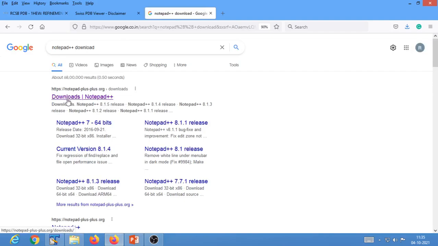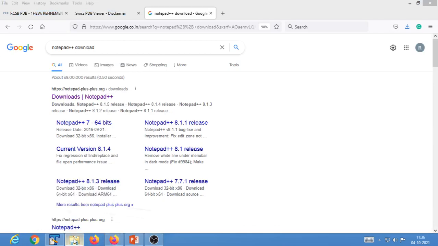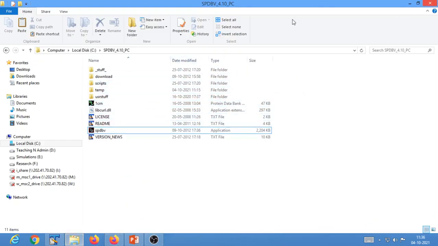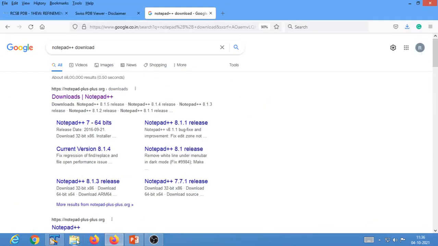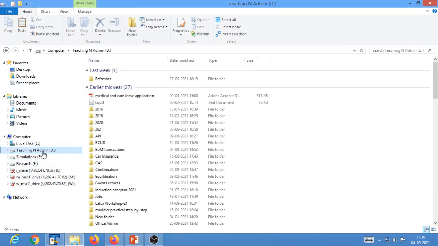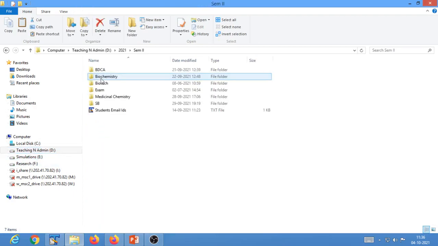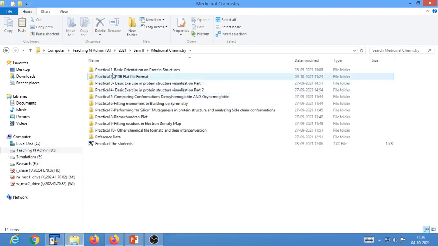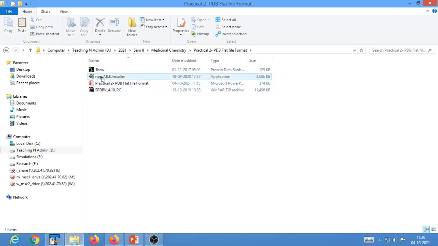Okay, so you can download this Notepad plus plus from its website. Once you download it, I will show you how it would look. The installer would look something like this. All you have to do is double click on it and follow all the instructions, and you would install your text editor as well. We are going to need this text editor.